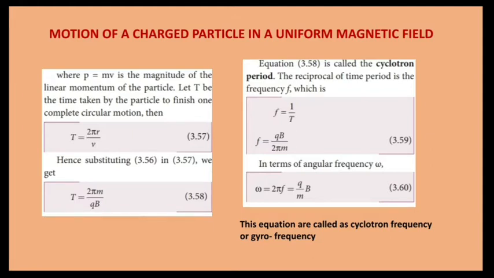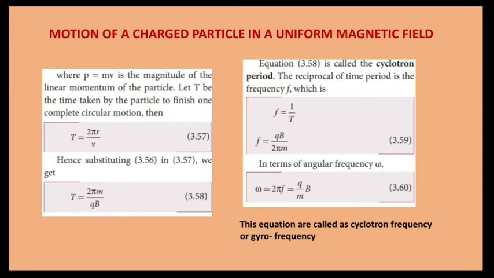Then the reciprocal of the time period is the frequency f. So f is equal to 1 by T. Then f is equal to qB by 2πm. Next one, the angular frequency omega. Now we find the angular frequency omega. Omega is equal to 2πf.